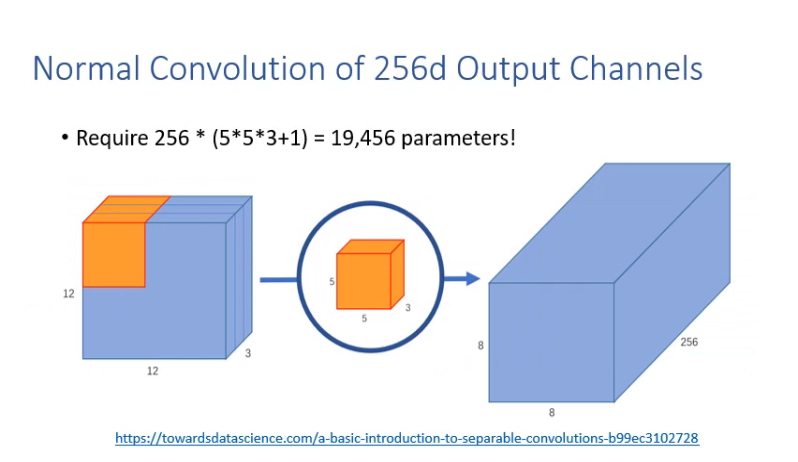However, if we want to have a 256 dimension output, we will need 256 kernels. So the total number of parameters in this convolution layer will be 256 times (5 times 5 times 3 plus 1 bias), which is equal to 19,456 parameters. So one convolution layer will have around 20,000 parameters.